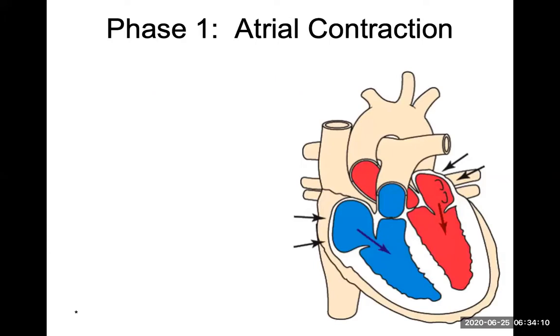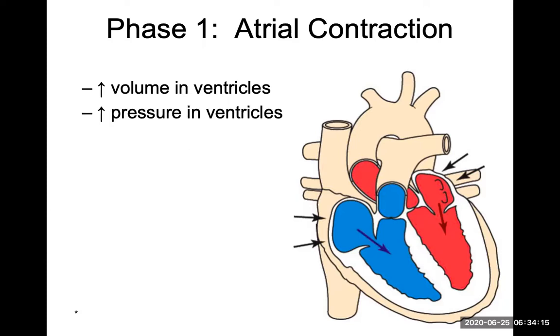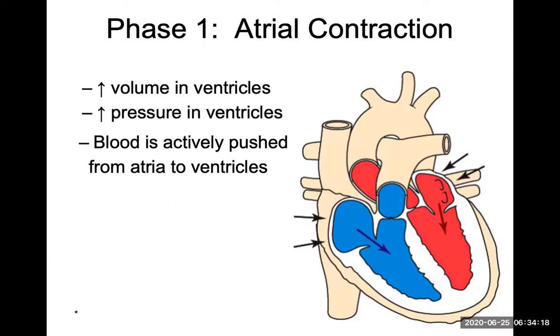Phase 1 of the cardiac cycle involves atrial contraction. This is when your AV valves are open and blood moves from the atria to the ventricles. The atria will contract in phase 1 and blood will be actively pushed from the atria to the ventricles. If you remember, the atria are the superior chambers of the heart and the ventricles are the inferior chambers of the heart. One side of the heart is in blue, showing where deoxygenated blood is, and the left side of the heart is in red, showing the oxygenated blood. So this is phase 1, atrial contraction.